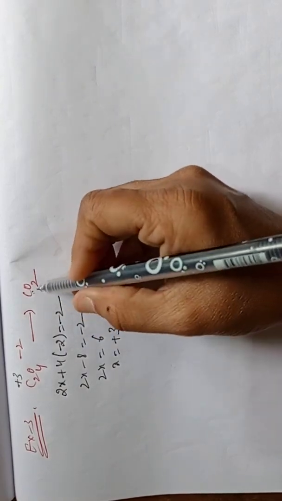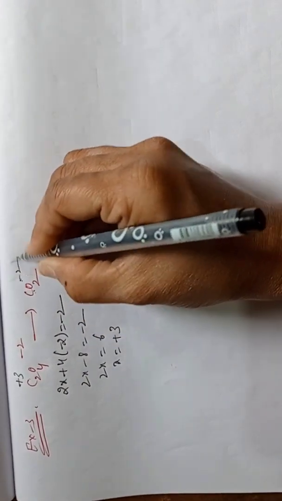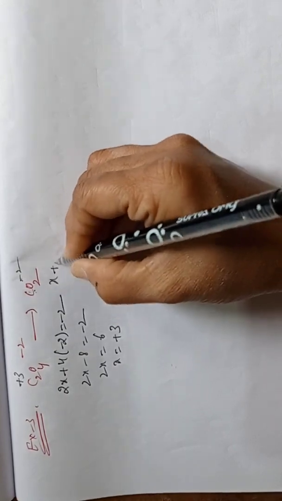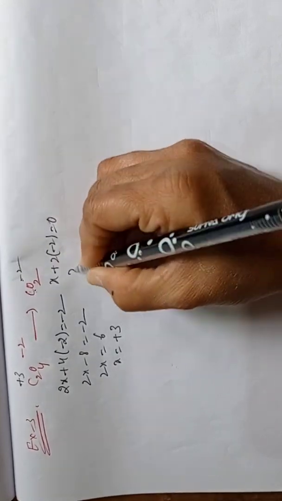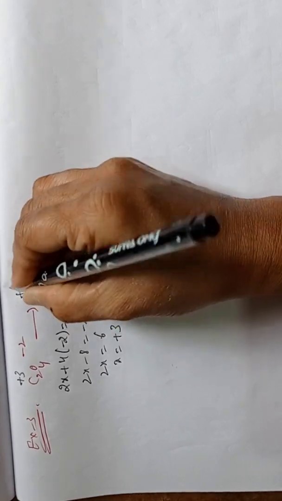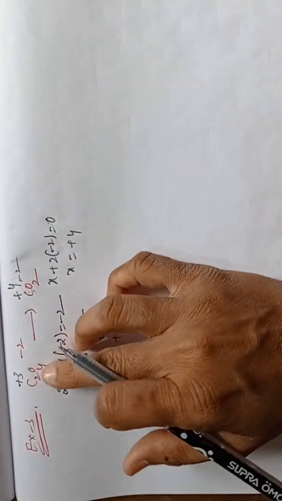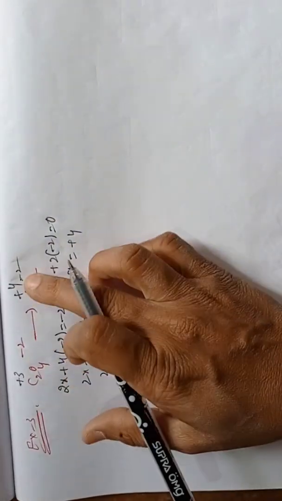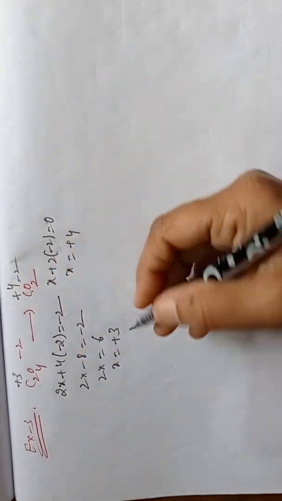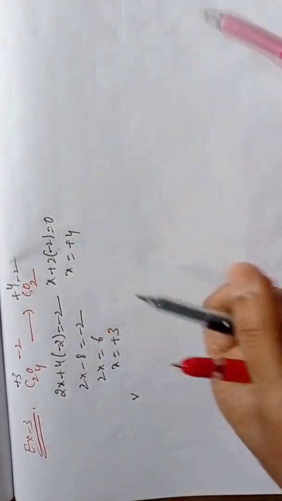Now coming to carbon dioxide, oxygen is -2, students. What about carbon? x + 2 into -2 = 0, so x = +4. So the carbon oxidation number is +4. The carbon oxidation number changed from +3 to +4. So how much changed, students? How to find the valency factor?